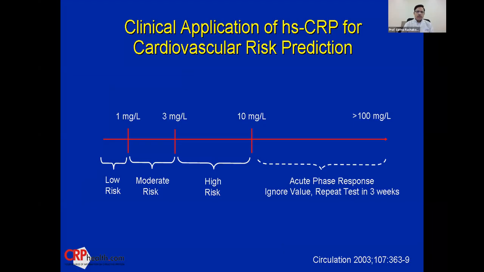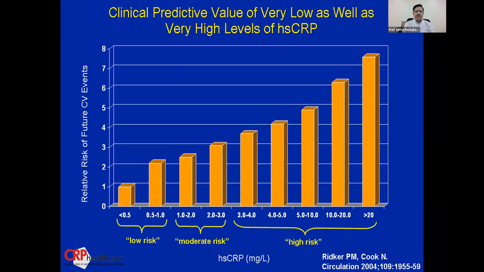So less than 1 should be the normal value. 1 to 3 is moderate risk, 3 to 10 is high risk of cardiovascular disease. So HSCRP measurement should not be forgotten.